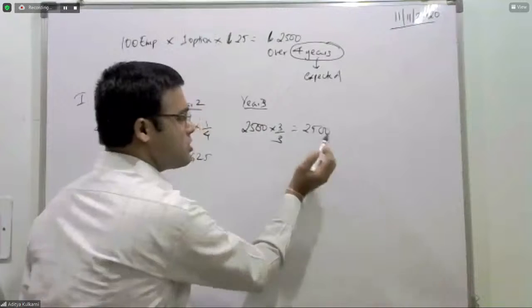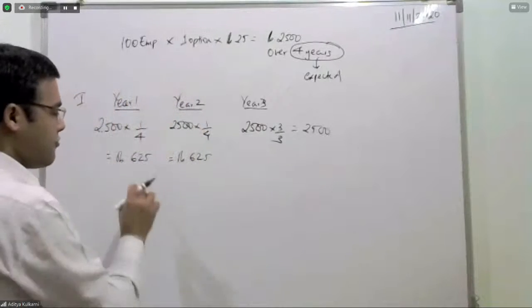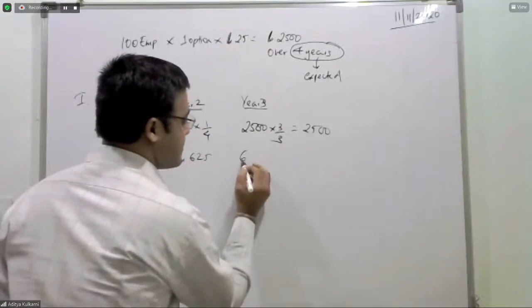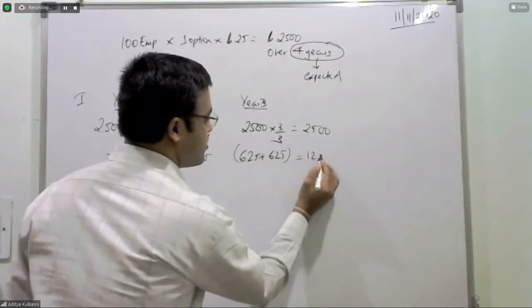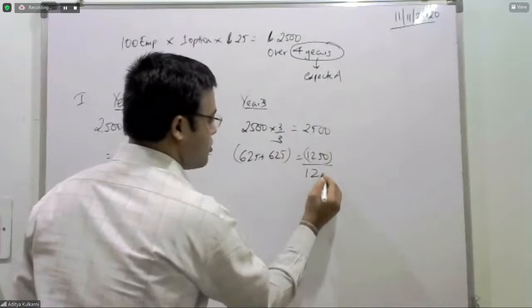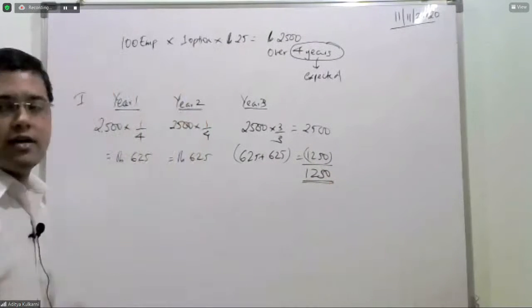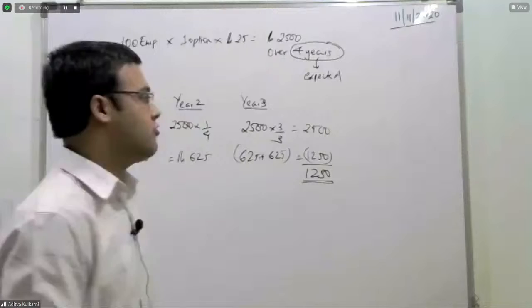So this will be 2,500. Out of that, you have already recognized how much? 625 plus 625. That is 1,250. So your expense for the 3rd year will be 1,250.